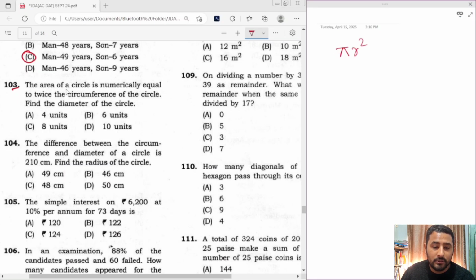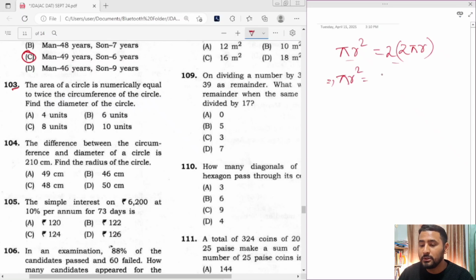The area of the circle is numerically equal to twice the circumference of the circle. You should know the circumference of the circle is twice pi r. But according to the question, the area of the circle is equal to twice the circumference of the circle. Okay, so now what we should do is just solve it. You'll get pi r square is equal to 4 pi r. Now see, this r cancels with one r, this pi cancels with pi, so you'll get r is how much? 4.